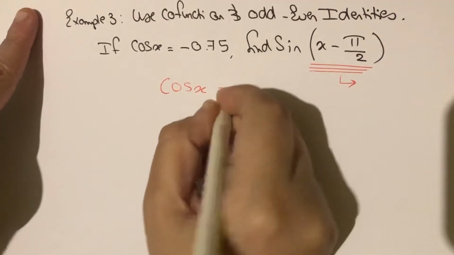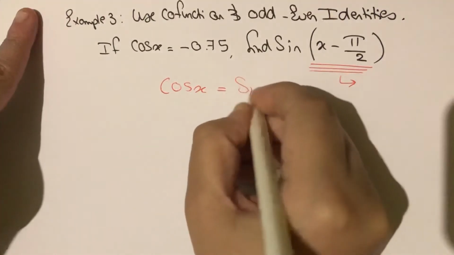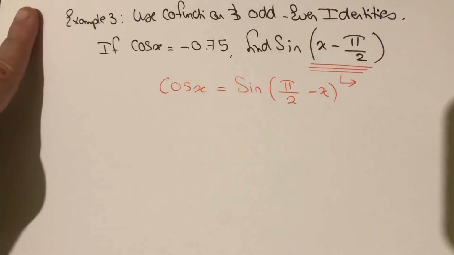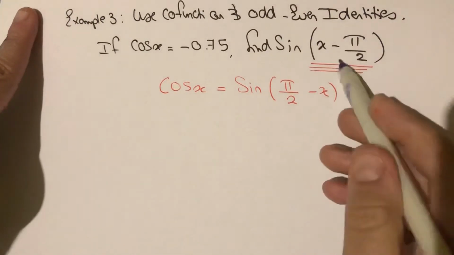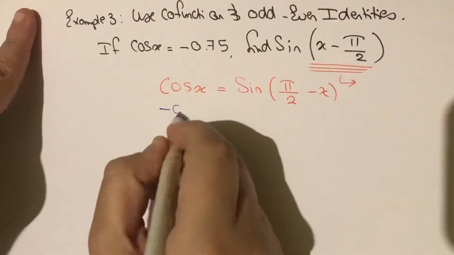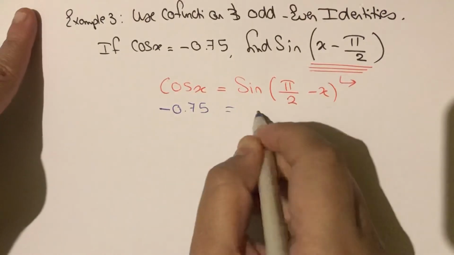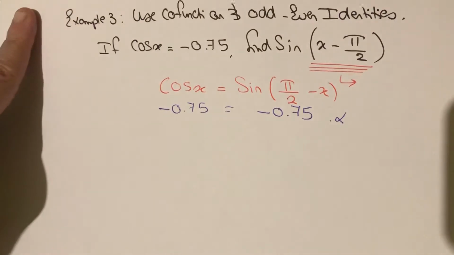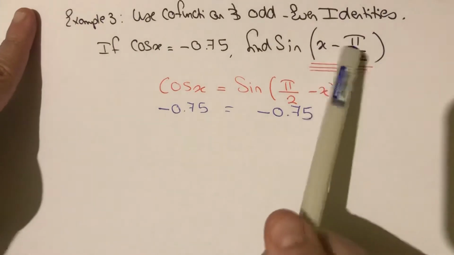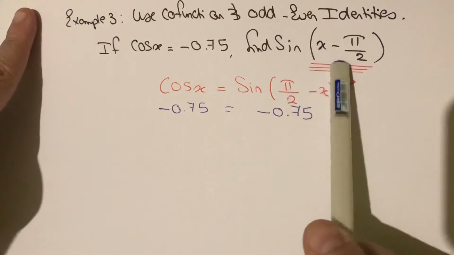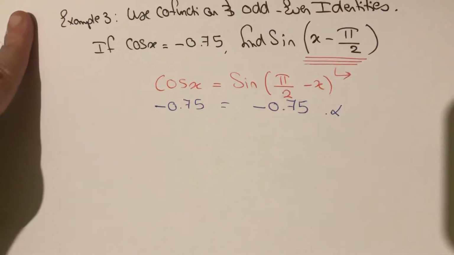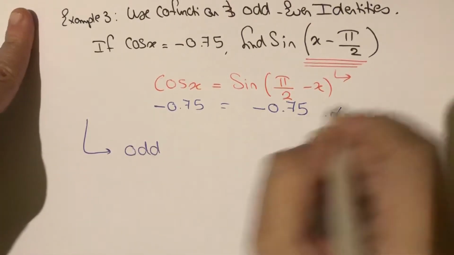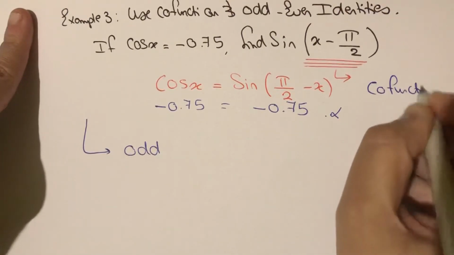The normal co-function identity says cosine x is equal to sine of pi over 2 minus x, or 90 minus x, right? So if this was pi over 2 minus x, this was going to be negative 0.75, and your answer was going to be negative 0.75. But this is not the case. Can you relate this to this using odd and even identities? In the odd and even identities, this is the co-function identity.